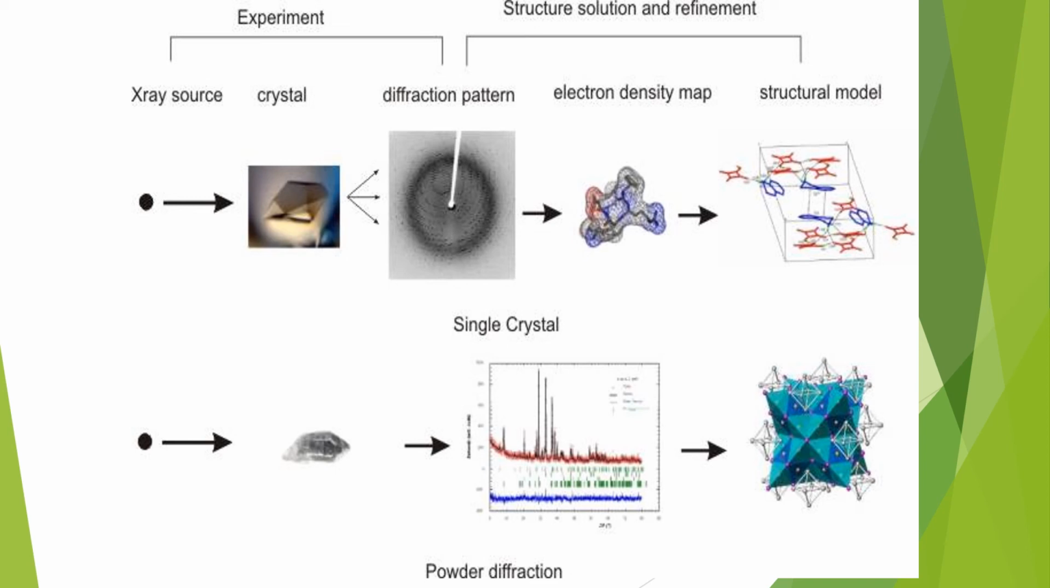So the structure solution and refinement occurs after the diffraction pattern is obtained by the machine, and this diffraction pattern is taken to the computer, and different kinds of software that we have studied are used to determine the electron density maps and then to determine the structural model.